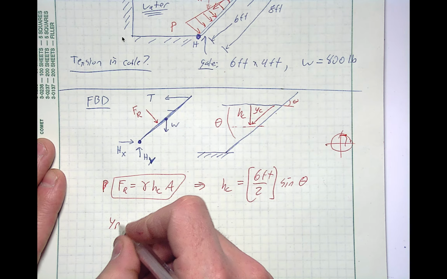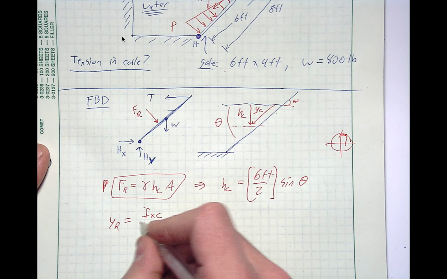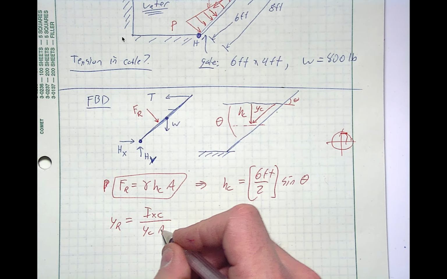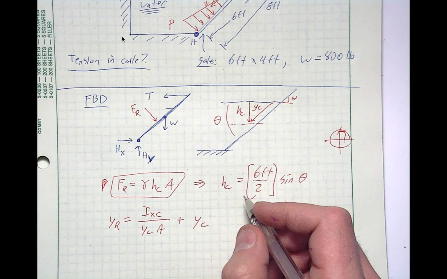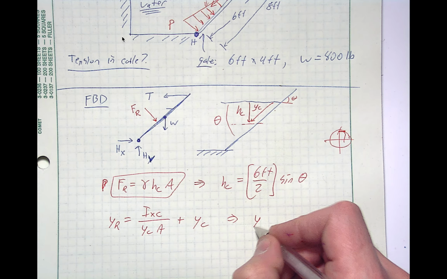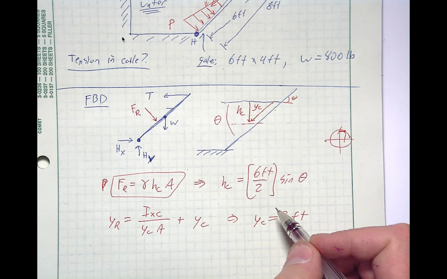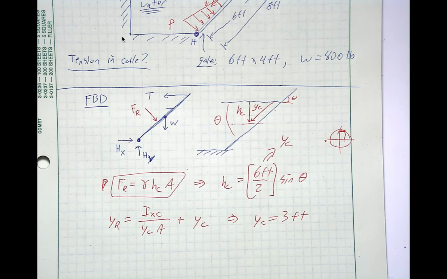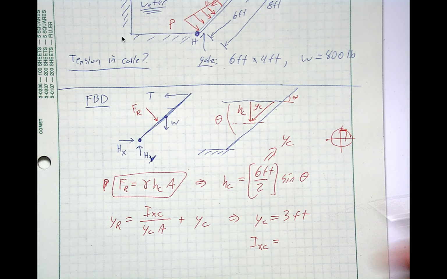In general, the location, this is what we said, was the moment of inertia over this guy, and then we have, using the parallel axis theorem here, we know that our YC is that 3 feet that we used up here. Right, this really is YC. And our moment of inertia, this is just a square.